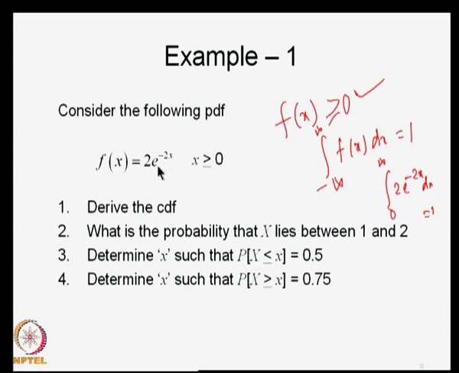So, for this simple f of x, which is a PDF, we will derive the CDF first, and then we will look at the probability that x lies between 1 and 2. We will also determine x such that the probability of X being less than or equal to x is 0.5. We will determine the value of x such that the probability of X being greater than or equal to x is equal to 0.75.